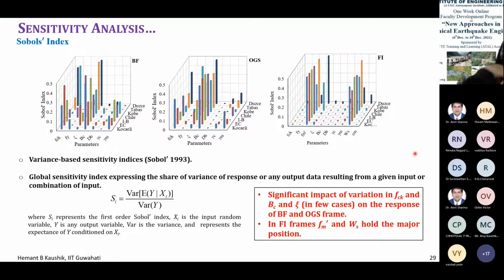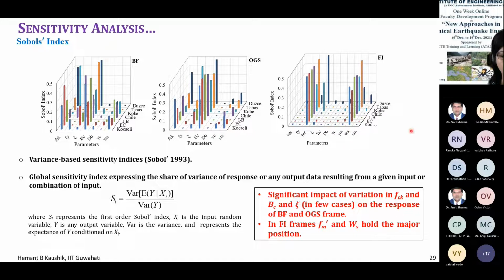And finally, this Sobol's index, which gives you the variance-based sensitivity. There's a simple formula to calculate that global sensitivity index. And we again find that in case of bare frame, the variation in Sobol index is because of variation in FCK and BC. Similarly, in OGS, FCK and BC, and in case of fully infilled, this is FM prime and WS.